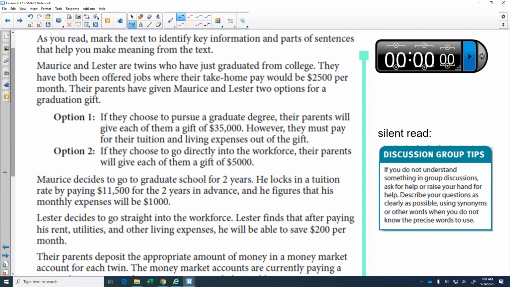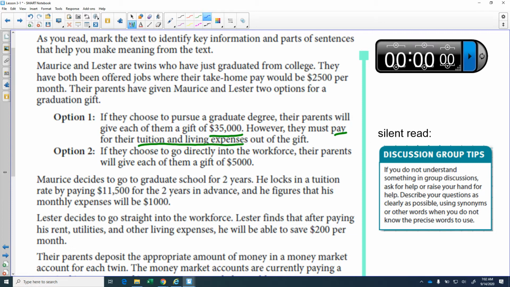Their parents would give Maurice and Lester two options for a graduation gift, okay? Option one, if they choose to pursue a graduate degree, their parents will give them each a gift of $35,000. However, they must pay for their tuition and living expenses out of the gift. Okay. So let's go ahead and underline a couple of things. $35,000, but they have to pay tuition and living expenses.